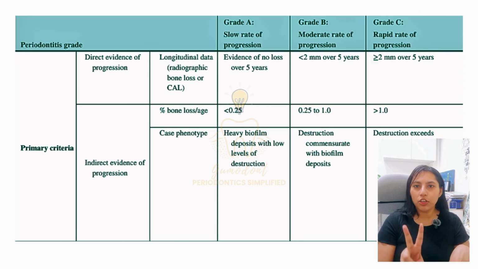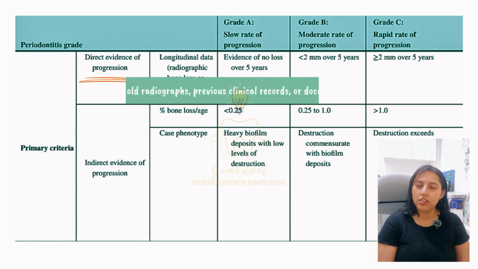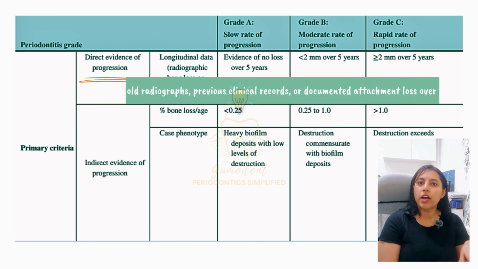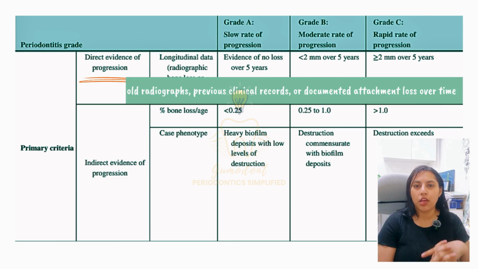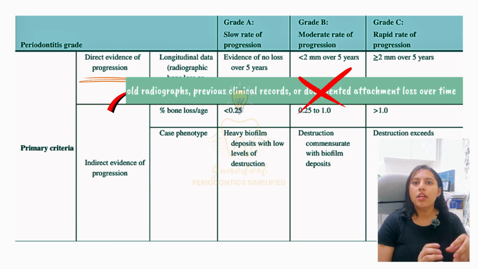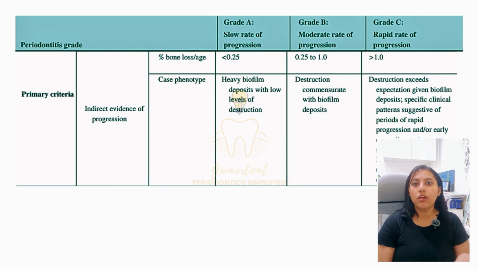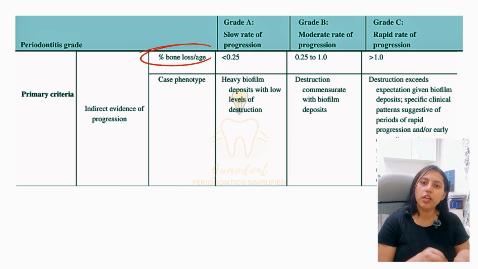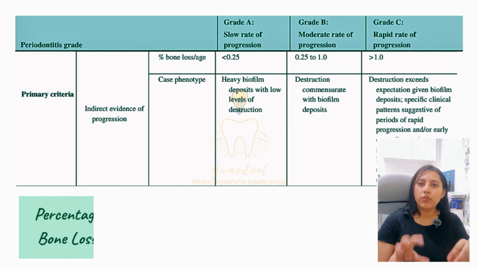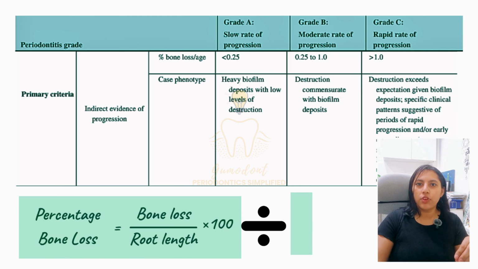This can be assessed in two ways. First, direct evidence. This includes old radiographs, previous clinical records, or documented attachment loss over time. If these records are not available, which is common in many clinical situations, then we use indirect evidence. And here we evaluate bone loss relative to the age of the patient. So whatever bone loss we calculated in stage, we divided by the age of the patient.